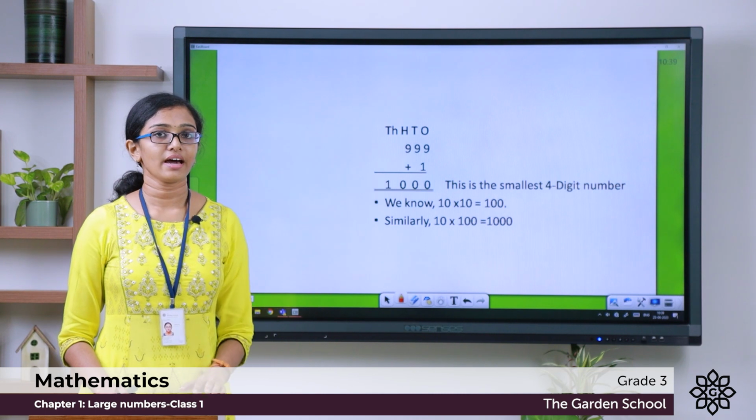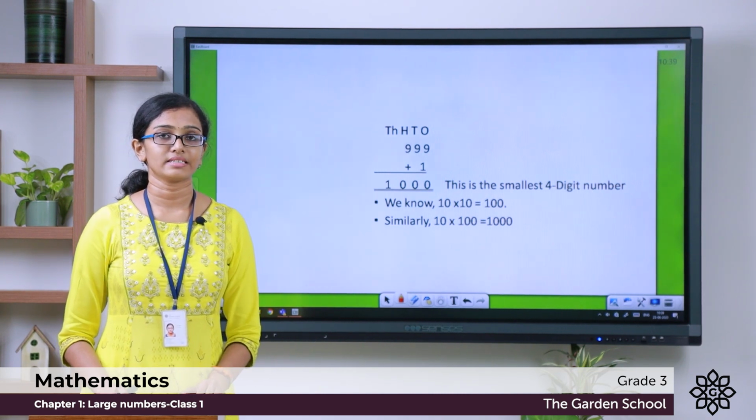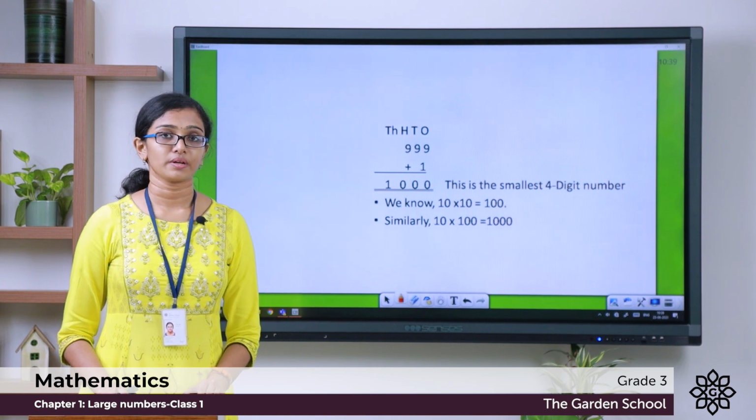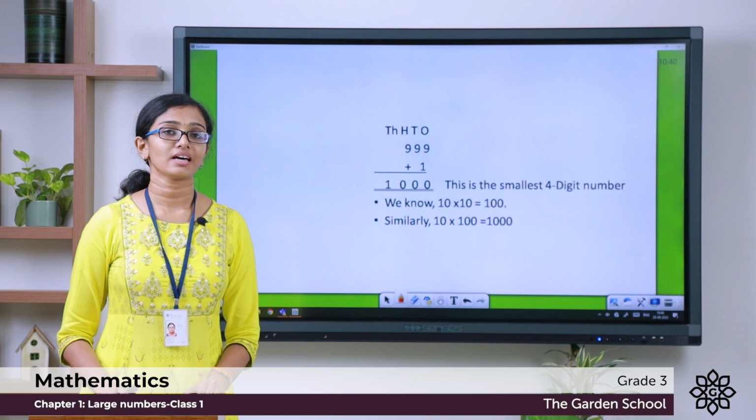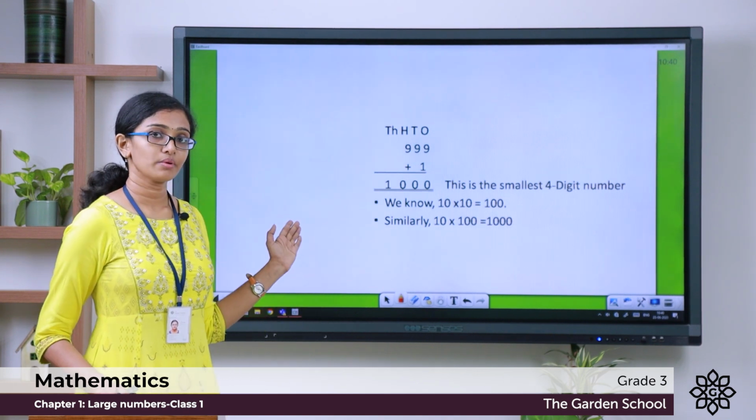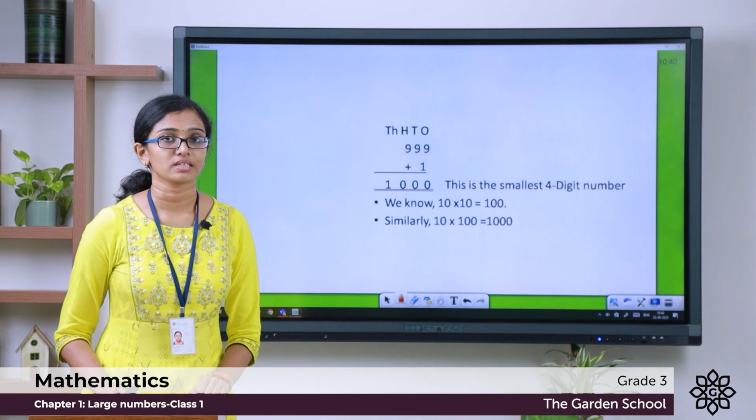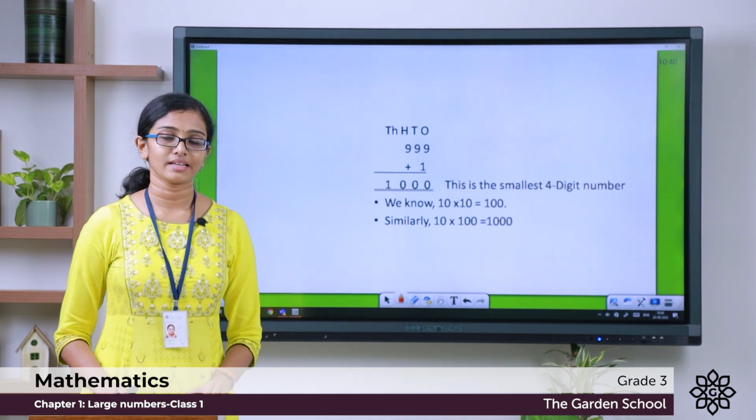Look at this. Here I have added 1 to 999. We have 9 in 1's place, 10's place and 100's place, and when we add 1 to it, we get a number with 4 places. There is a new digit in the 4th place, which is the thousands place. Do you see the number here? How do you read that? It's read as 1000. It is the smallest 4-digit number.